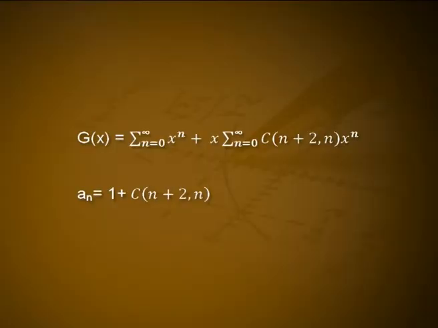g(x) = summation n=0 to infinity x^n + x times summation n=0 to infinity C(n+2, n) x^n. This gives a_n = 1 + C(n+2, n).